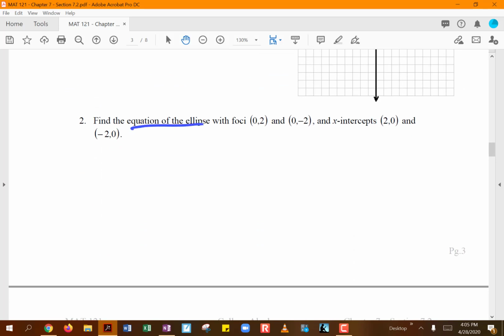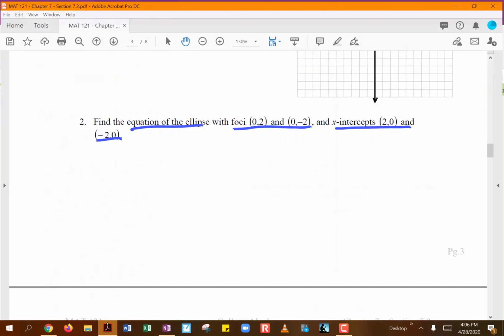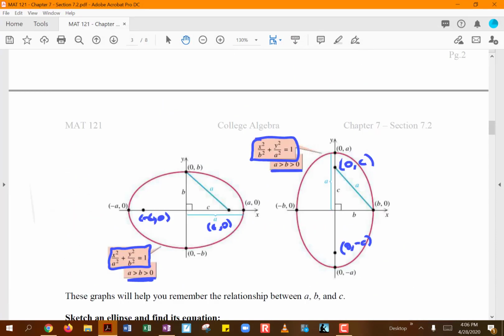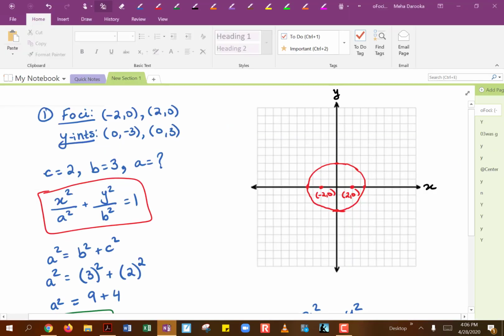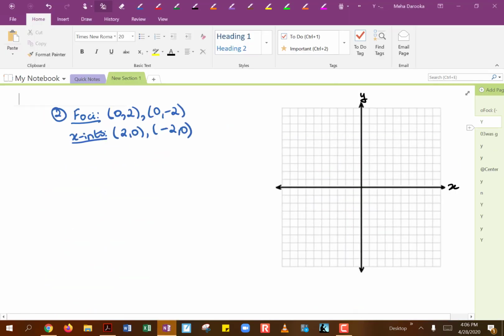Here we are again asked to find the equation where the foci are now on the y-axis, because you have 0, 2, and 0, negative 2, and they are giving us the x-intercepts. So foci on the y-axis, and they're giving us x-intercepts, which tells us we are actually looking at an ellipse centered at 0, 0 with a vertical major axis. So again, that gives you the foci and the x-intercepts, which will give us the variables c and b respectively. And the general form of our equation is x squared over b squared plus y squared over a squared equals 1.